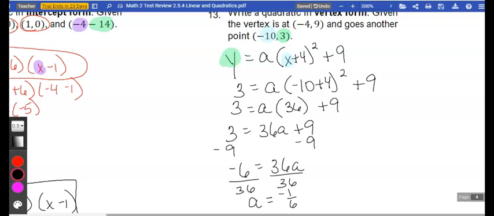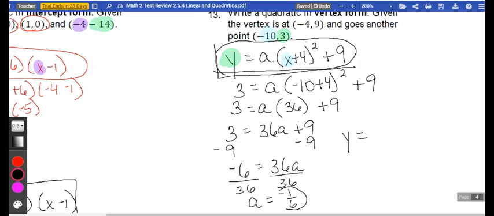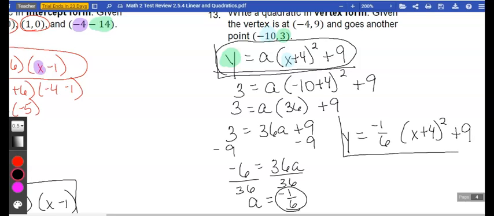Let me just double check here. Yes, that is the A value. So now I need to rewrite the entire thing. Let me circle that, because I usually put a box around my final answer. We're going to rewrite this, Y equals, and plug in the A value that we got. And then everything else is the same as it is up there in the circle. All right, so there is our vertex form with our A value. And that's it. So if you got what we did here, then you're going to be okay on the test.